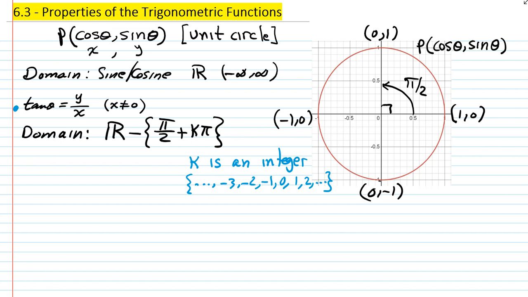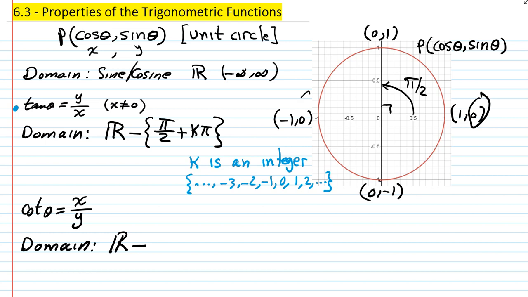Now, what about cotangent? Well, cotangent of theta is the ratio of x to y. And remember, y is sine theta. So places where sine theta is 0, where y is 0, cotangent is undefined. So the domain of this one is going to be all real numbers except where sine is 0. That means y is 0. Well, y is 0 at 0, y is 0 at 180 degrees, and again, every 180 degrees.